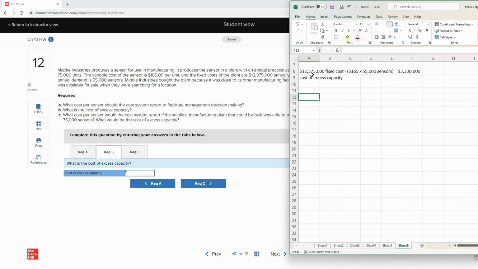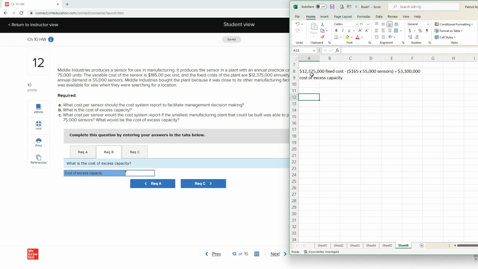So that means that in this situation, in part C, we have 75,000 of capacity when we only need 55,000. And that excess capacity is not something that we necessarily want. It's just what we had to get. And so in that case, this is considered capacity for the customer's benefit, because the customers want 55,000 sensors.